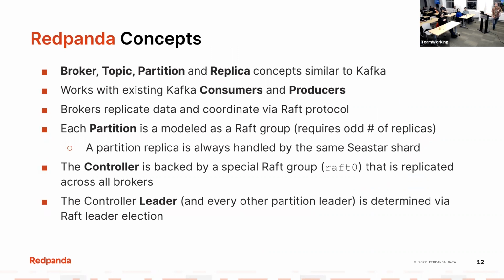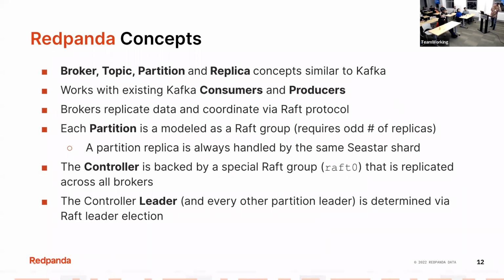And so now going back to Redpanda concepts, right? We have all these same concepts similar to Kafka: brokers, topics, partitions, replicas, right? And we work with existing consumers and producers, like I mentioned. The replication happens via Raft. That's a big departure from what Kafka does.